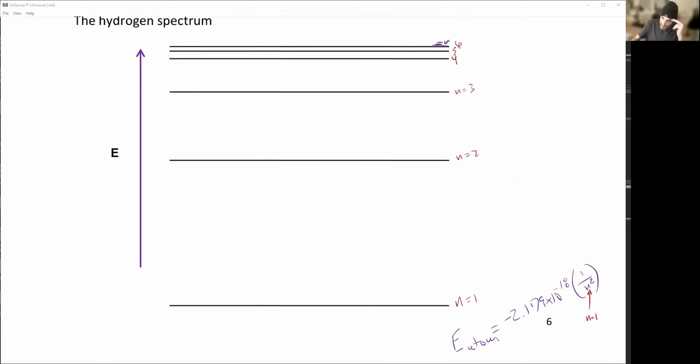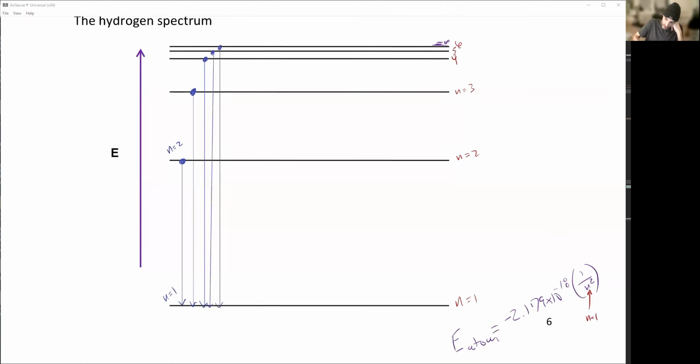So if you have an electron dropping from n equals 2 down to n equals 1, versus an electron dropping from 3 to 1, 4 to 1, you're getting the idea here, 5 to 1, 6 to 1. That system right there is known as the Lyman series. And that's basically transitions that end at n equals 1.